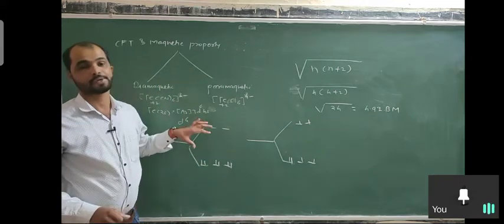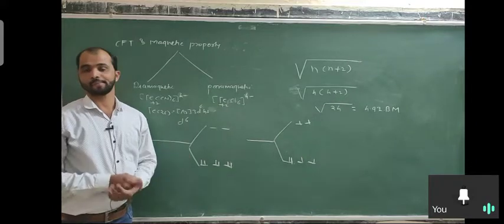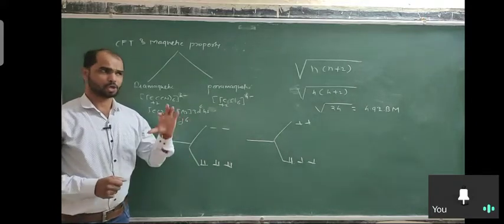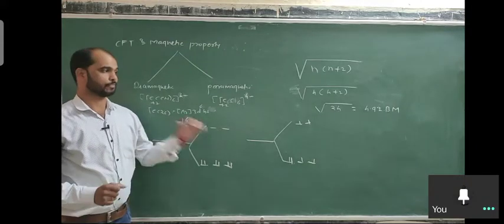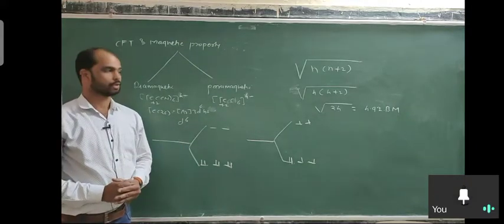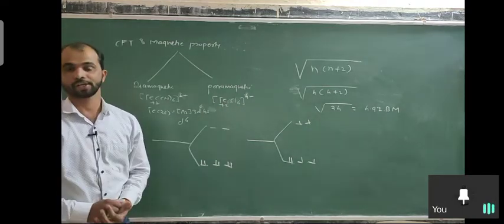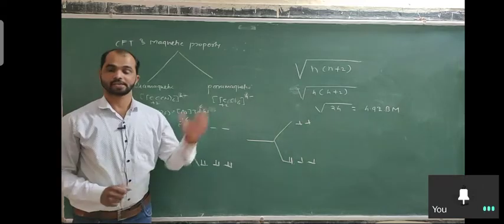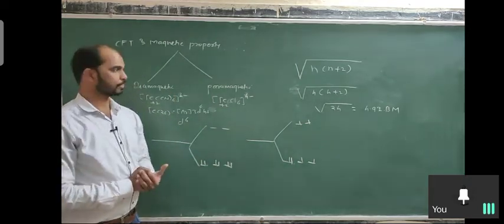So CFT is helpful to know the magnetic property, but it is not accurate, because to know the accurate value of the magnetic moment we mostly consider the experimental values, and there are theoretical values which are calculated using the presence of unpaired electrons. So this is all about today's lecture.